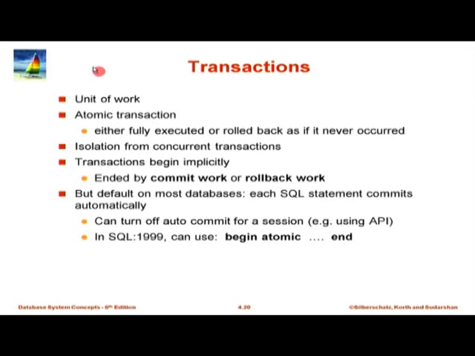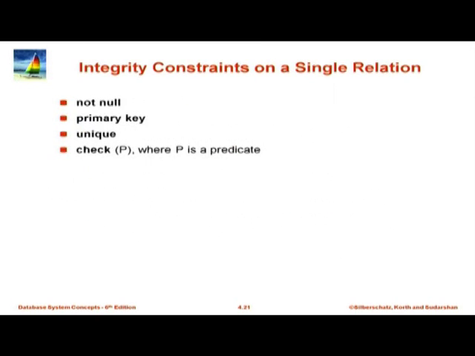So what do you do about it? You can turn off auto commit using the database connection. There's an option for it. And in SQL 99, you can use a syntax called begin atomic end, which unfortunately nobody supports. But there are small variants of this which PostgreSQL does support. We'll see it later on.